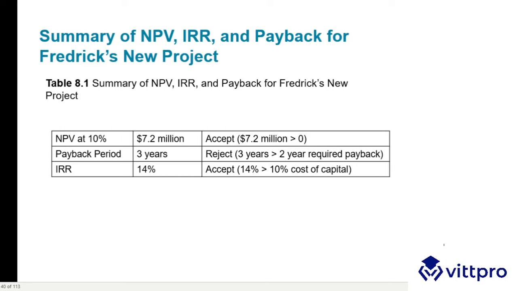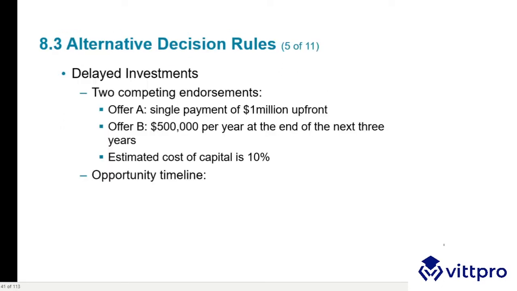Okay, so let's look at the summary of the decisions from our original example. NPV at 10% is 7.2 million, so we accept. Payback period is 3 years, but our required period was 2 years, so we reject. IRR is 14%, which is higher than our cost of capital, i.e. 10%, so we accept the project. Since IRR and NPV are recommending the project, we will follow it through, right? Let's look at some examples before we go on to the next topic.